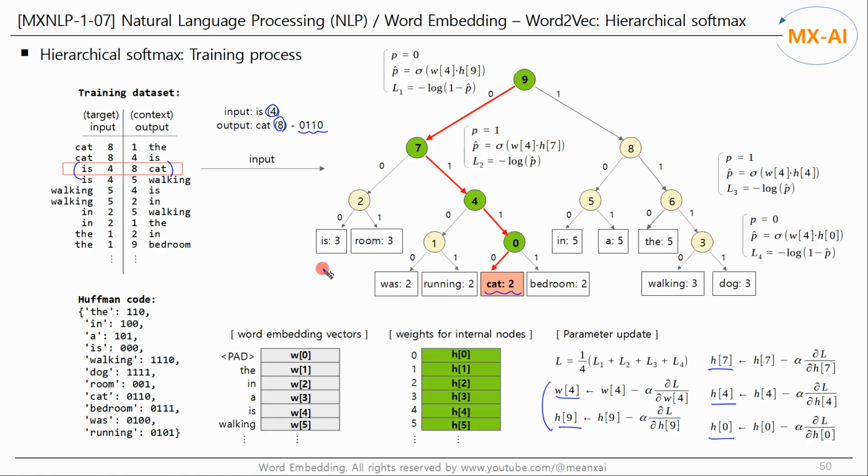In this way, we input all the training data points into this model and iteratively update the parameters W and H. This is the training process of this model. Once training is complete, we can obtain an embedding vector for each word. This is the final result from training the model.